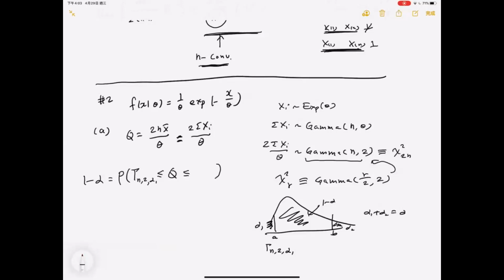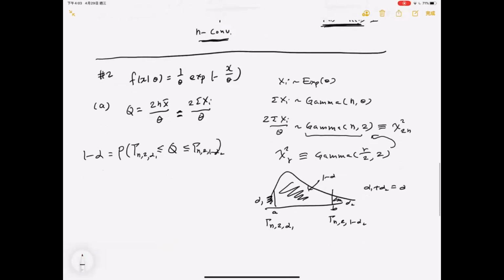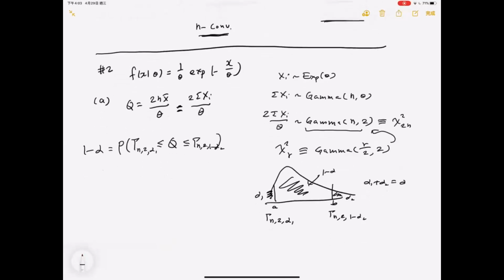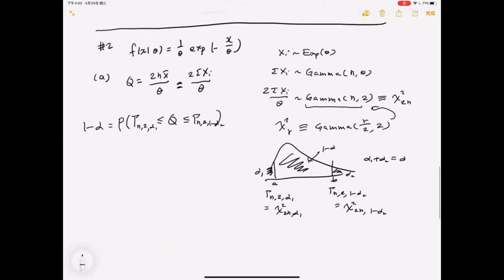Then I can use B, using the gamma quantile, so gamma n and 2, then 1 minus alpha over 2. Then gamma n and 2, 1 minus alpha over 2. You could do so. And since I told you that gamma n 2 is chi-square 2n, that means you can also write chi-square 2n, 1 minus alpha over 2. Either way, they are actually identical.